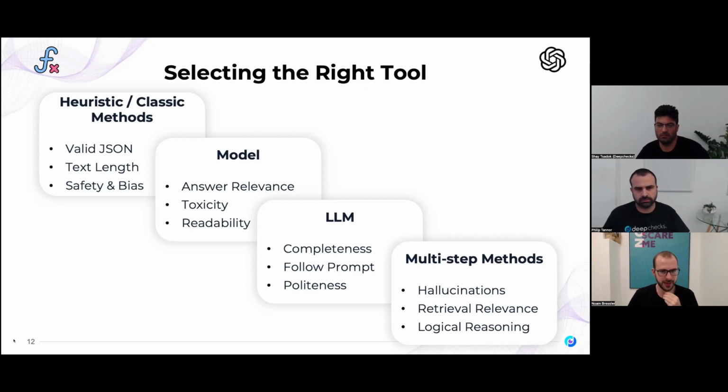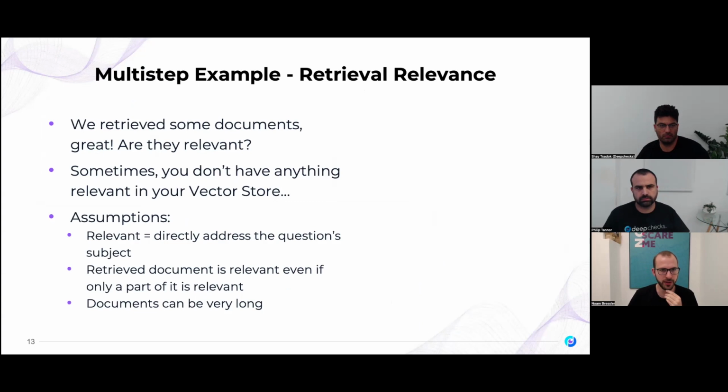So just to give an example of what I mean by this multi-step type evaluation. Let's say I want to evaluate what we call in Deepchecks retrieval relevance, which is essentially the question of, okay, you retrieved some documents for the question. That's great, but are they actually relevant? Because it could be the case that there's no relevant document for that question in your database, and you're just giving the top stuff, which is still garbage in, garbage out.